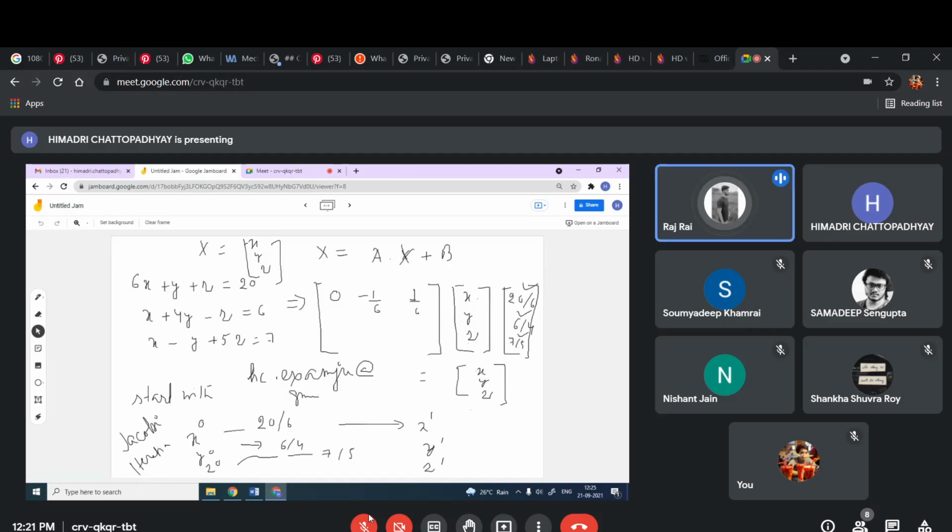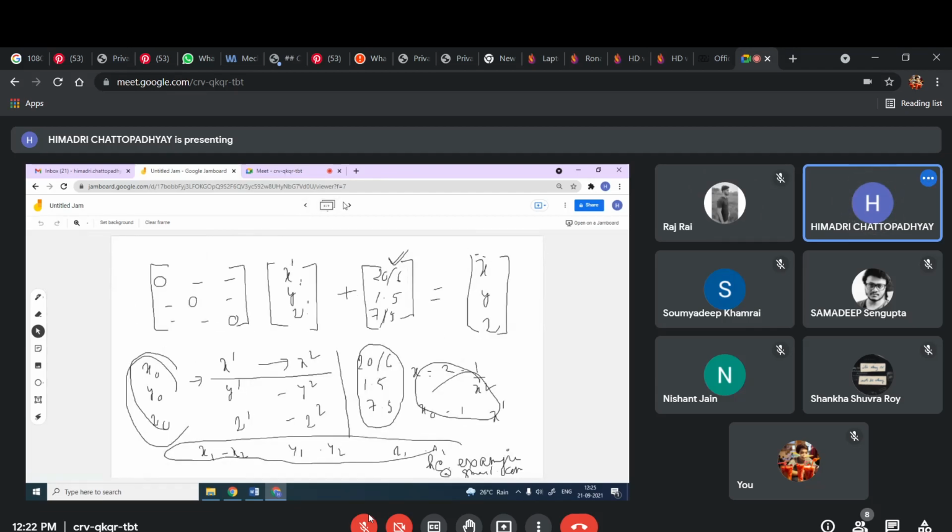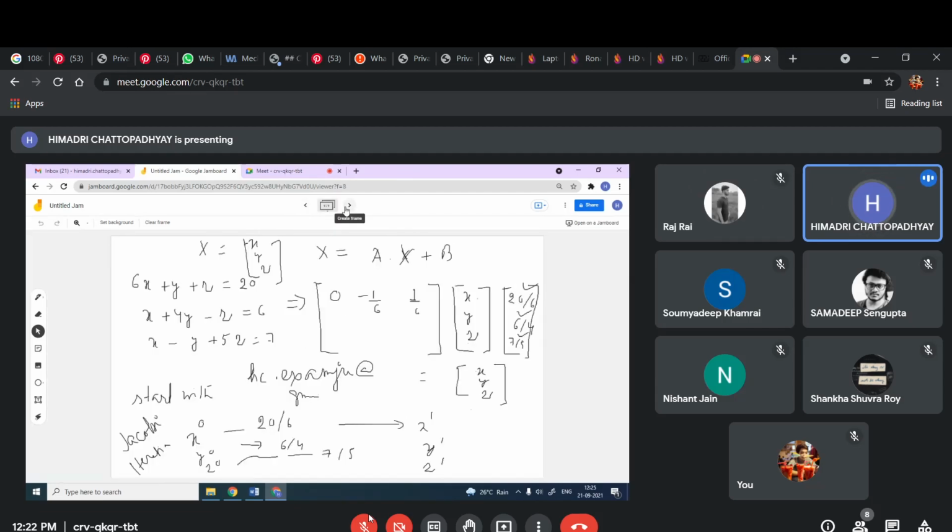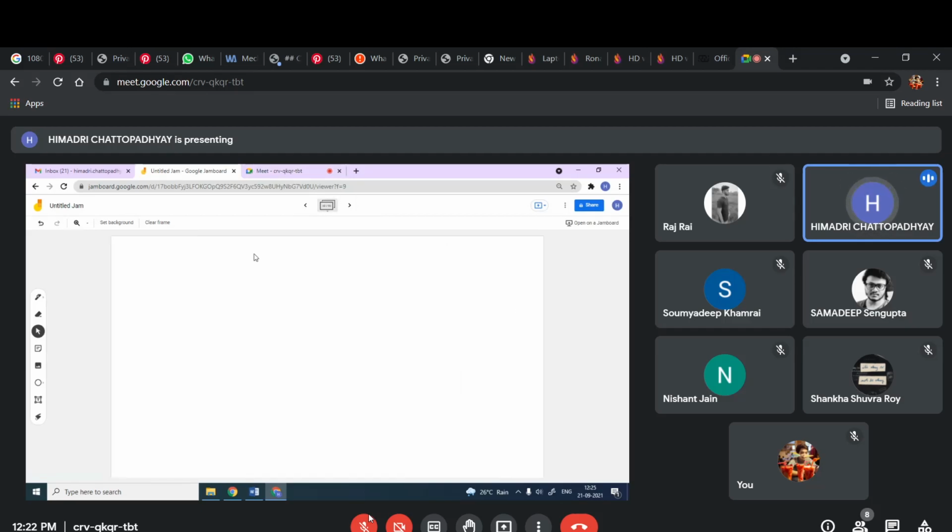Sir, can you repeat the last portion? Which part? Sir, here in the topmost part where you wrote x is equal to and determinant x, y, z, that part. Okay, let me explain once again the same thing. This is your task, so I hope you have written. Let me explain what we are doing.